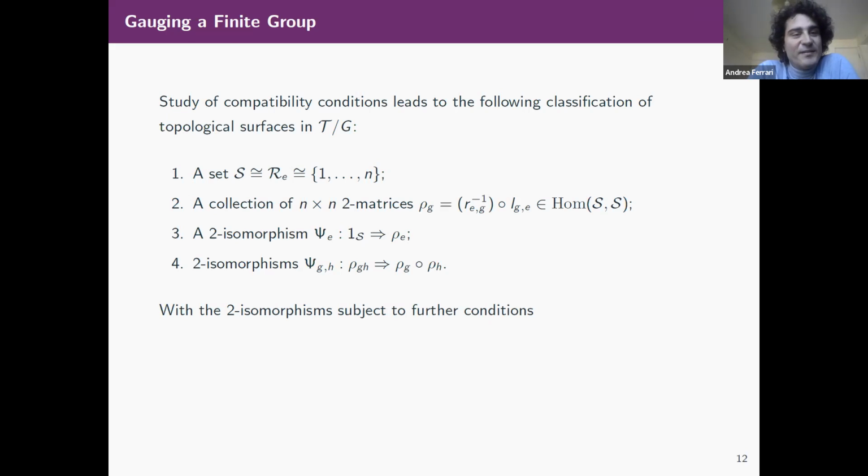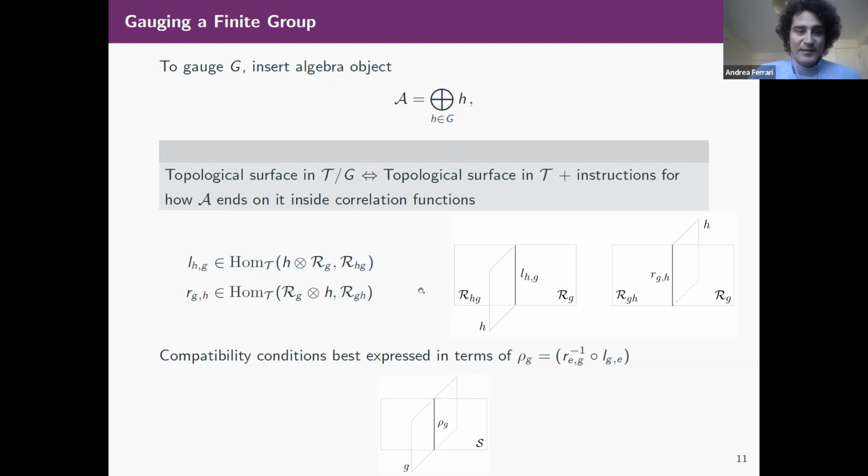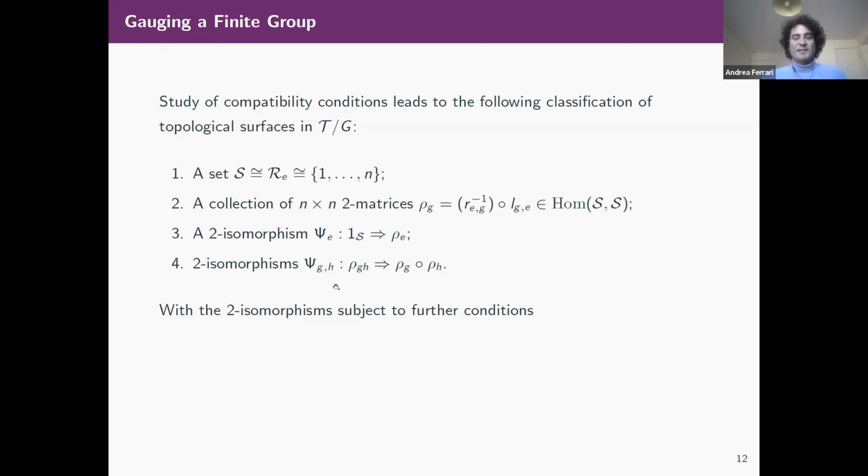And the study of the compatibility conditions leads to a particular classification of these topological surfaces. In particular, the objects that we end up classifying will be surfaces S, which will be indexed by natural numbers, and collections of n times n two matrices rho_G, which are in the homomorphism between S and S, as I depicted here. And this data here will be supplemented by some two isomorphisms that tell us what's the relation between the trivial line on S and the morphism induced by the identity element in A, and some other two isomorphisms that govern the composition in G.